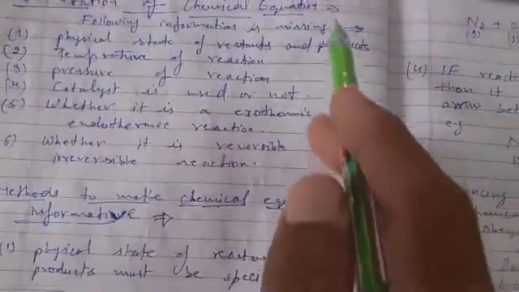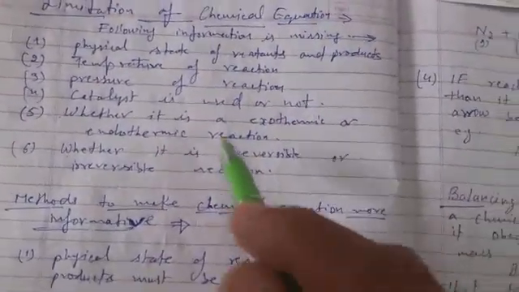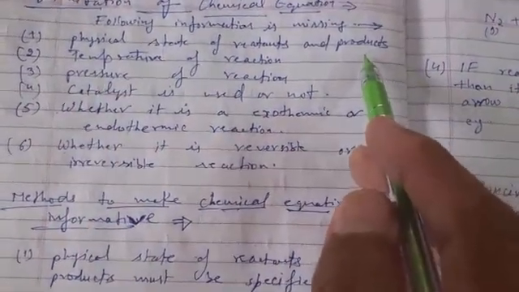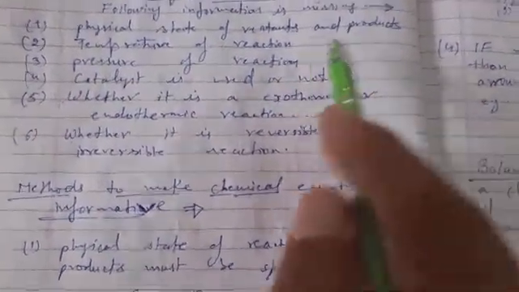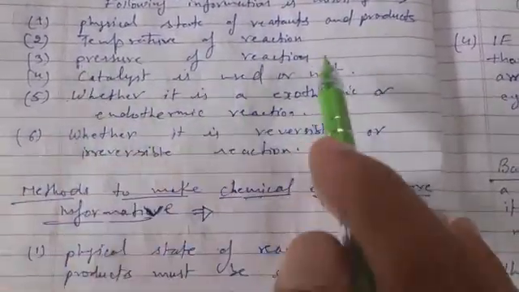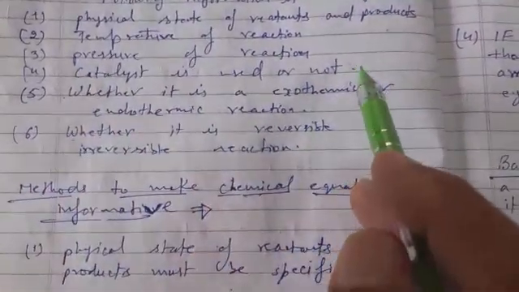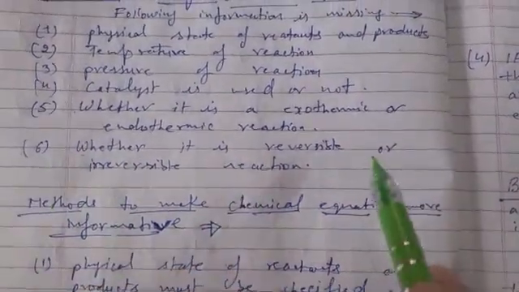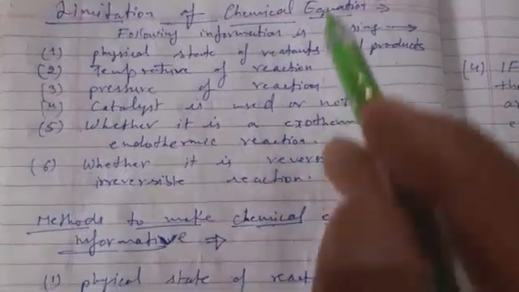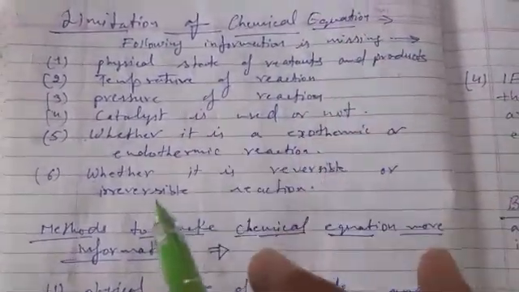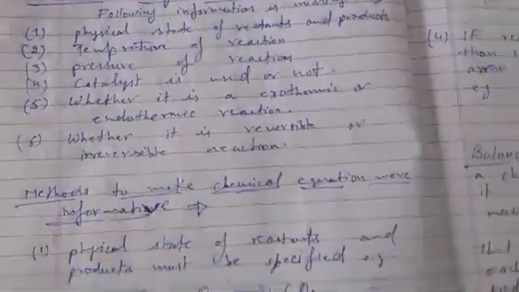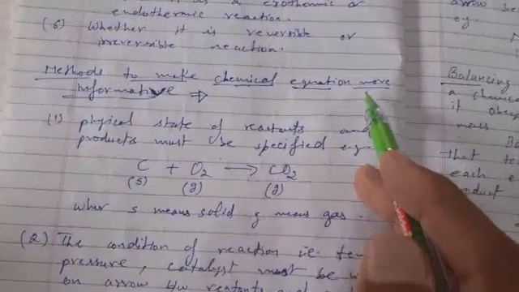Then comes the limitation of a chemical equation. These are limitations of a general chemical equation. From the equation we do not come to know the physical state of reactants and products, whether they are solid, liquid or gas. We do not know the temperature of the reaction, the pressure of the reaction, whether a catalyst may be used or not, whether the reaction is exothermic or endothermic, or whether the reaction is reversible or irreversible. So these are the general problems or limitations which a normal chemical equation does not tell us. So then how to make the chemical equation more informative?